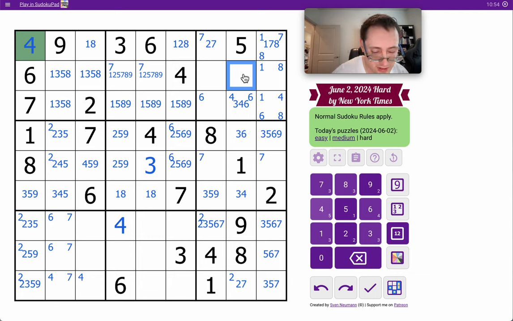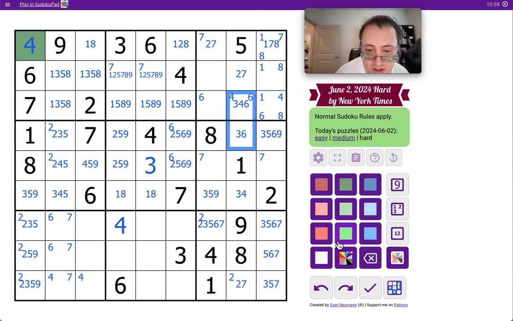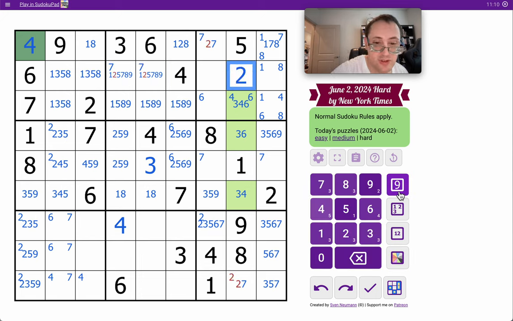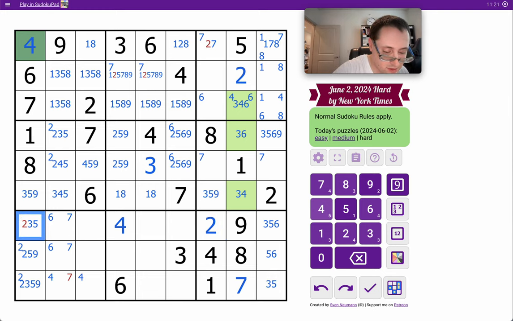Taken assuming this was 7. This is 2 or 7. That's where I made the mistake. Because if these are 7, this can't be 7. That's a 2. This is 3, 5, 6, and that can't be. That can only be 2. That's not 7. Okay, 7's there. And now I have a 1-8 forcing this to be a 2, and that makes a lot more sense.